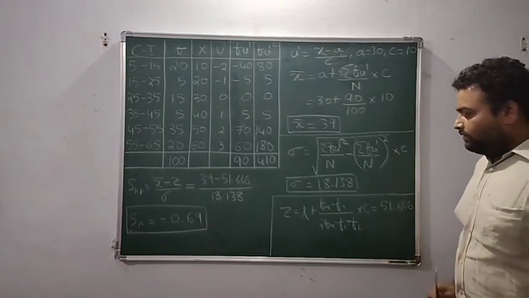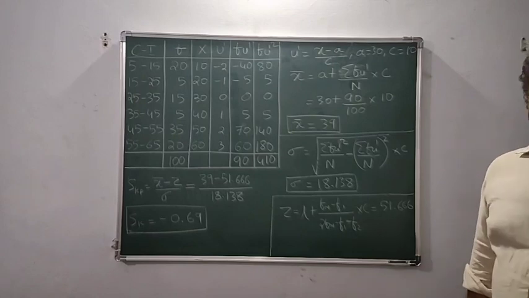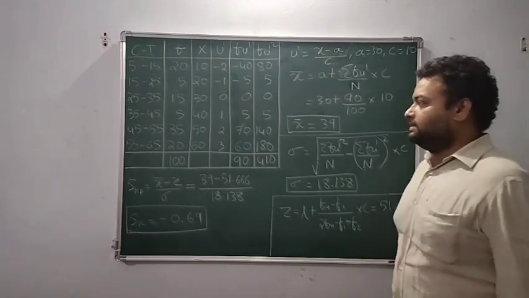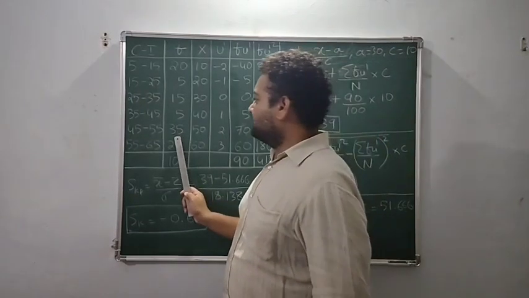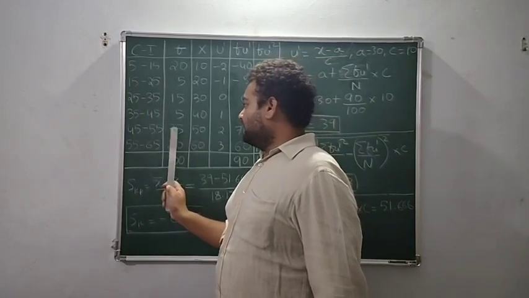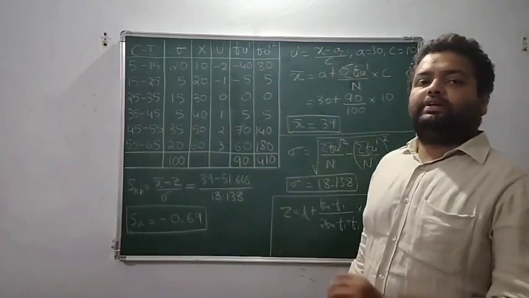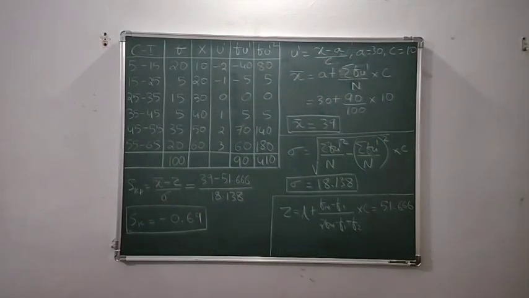Now coming to the mode value. First we identify the modal class here. Before that we identify the highest frequency. The highest frequency here is 35. So that will be your Fm. The class corresponding to this highest frequency is 45 to 55. So 45 to 55 is our modal class.